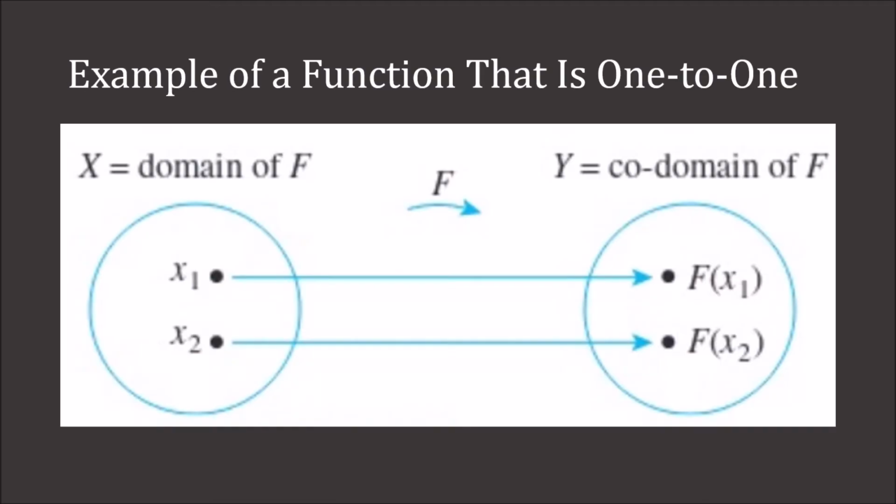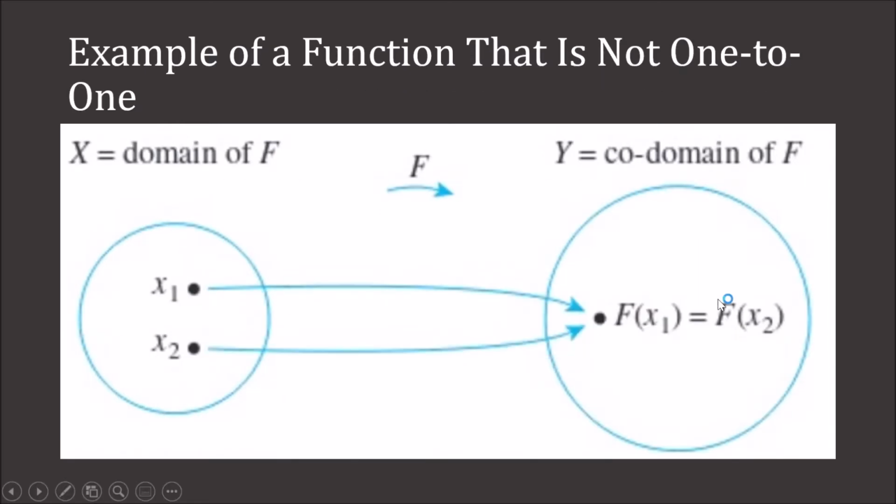Here is an example of a function that is one-to-one. In the arrow diagram, you can see that each element in the codomain has only a single arrow to it. Here is an example of a function that's not one-to-one. This element has multiple arrows going to it.